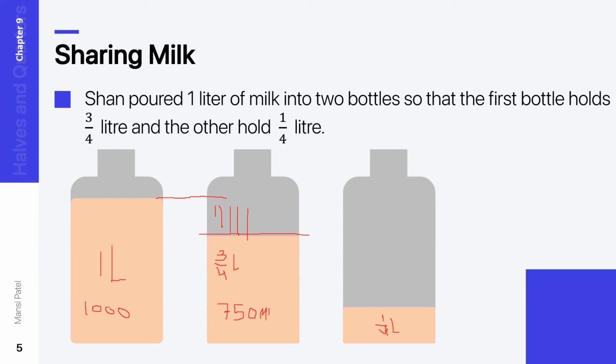milliliter. Now what about the 1/4 of a liter? 1/4 of a liter means we can say that it is 250 milliliter, which we already studied. So in this way he poured this 1 liter of milk into different bottles.